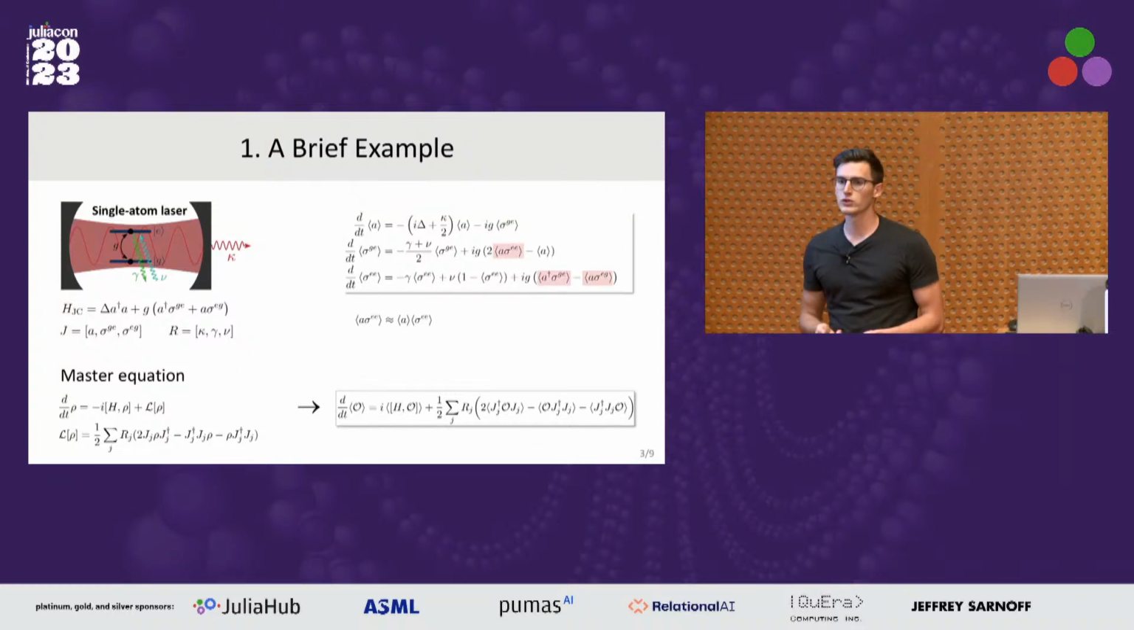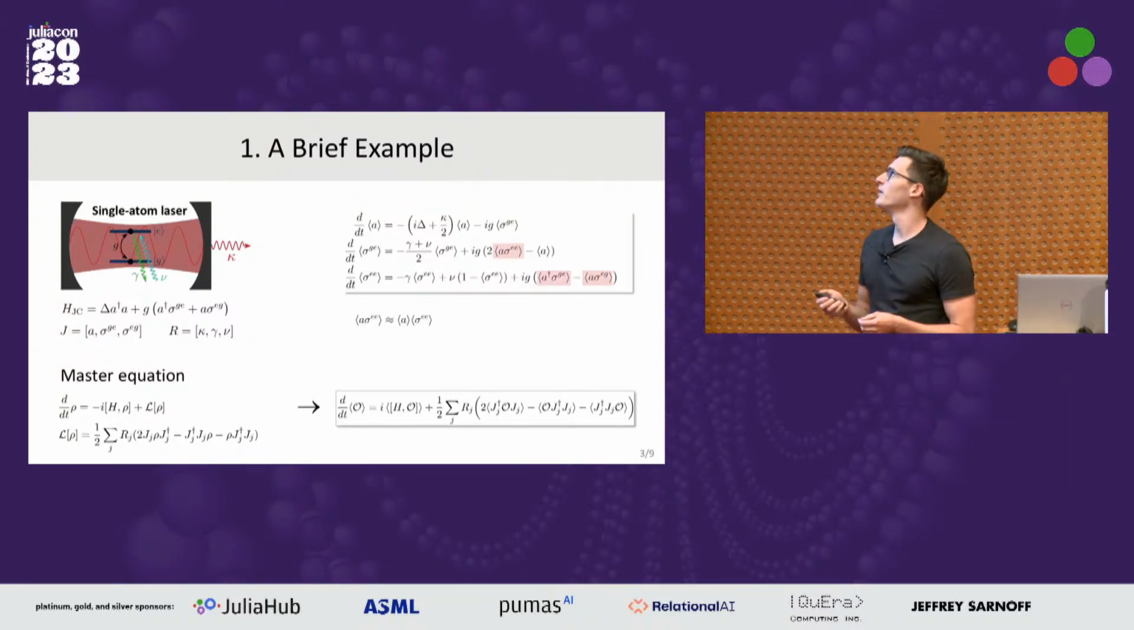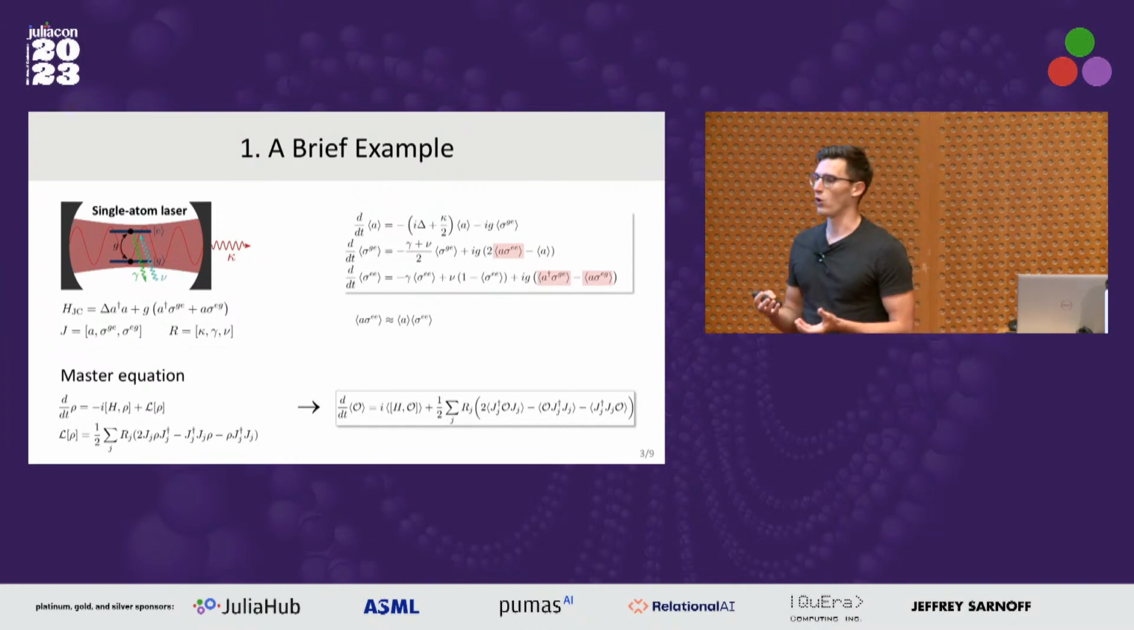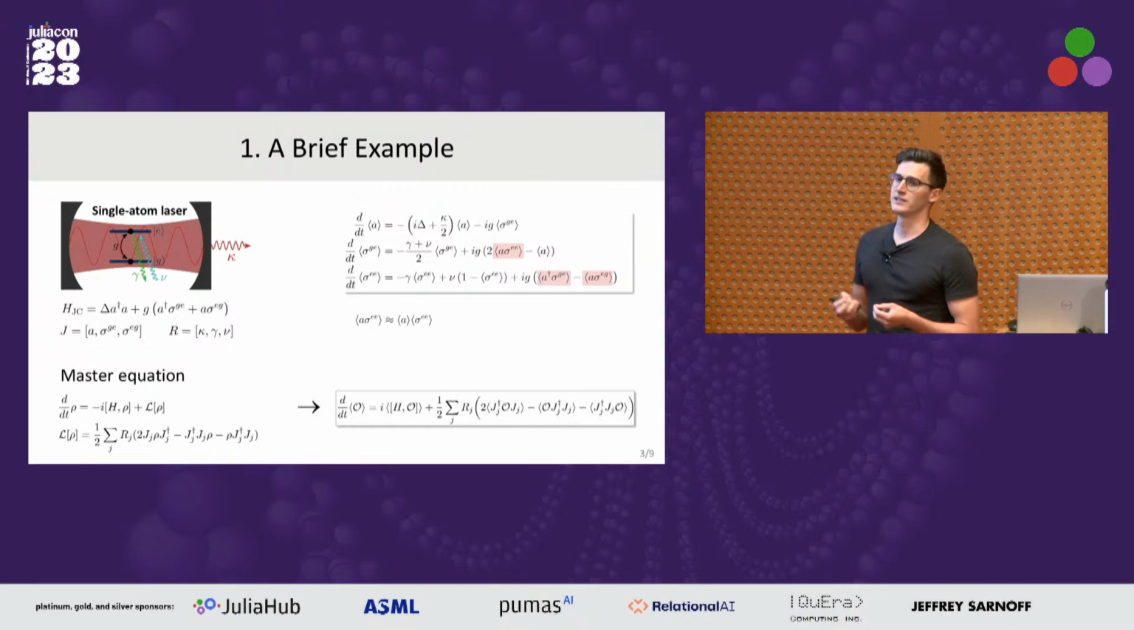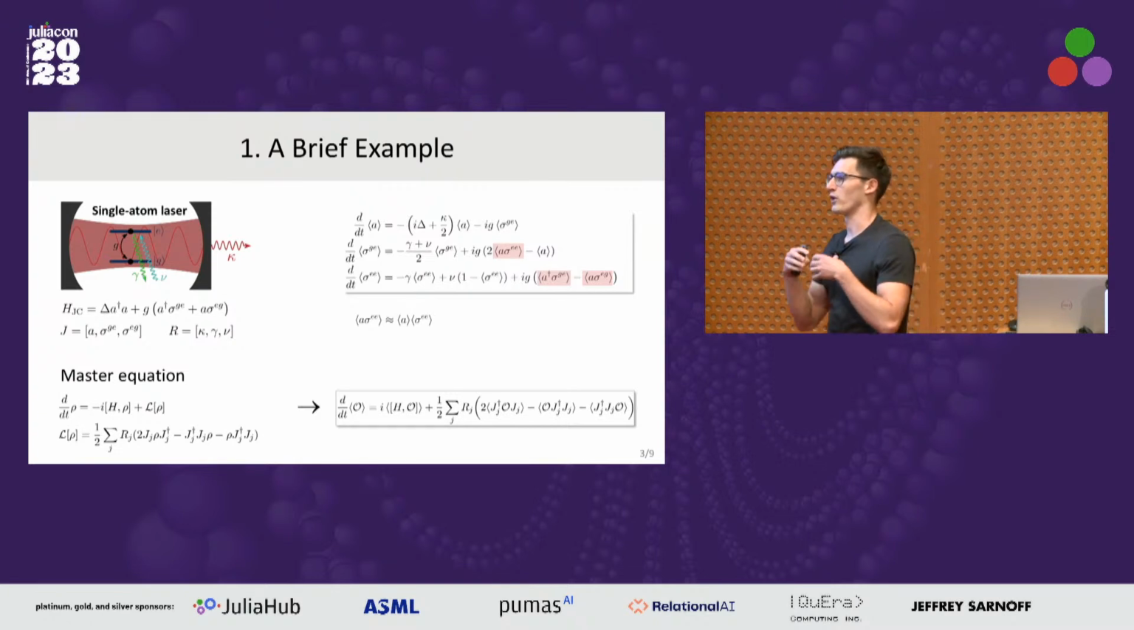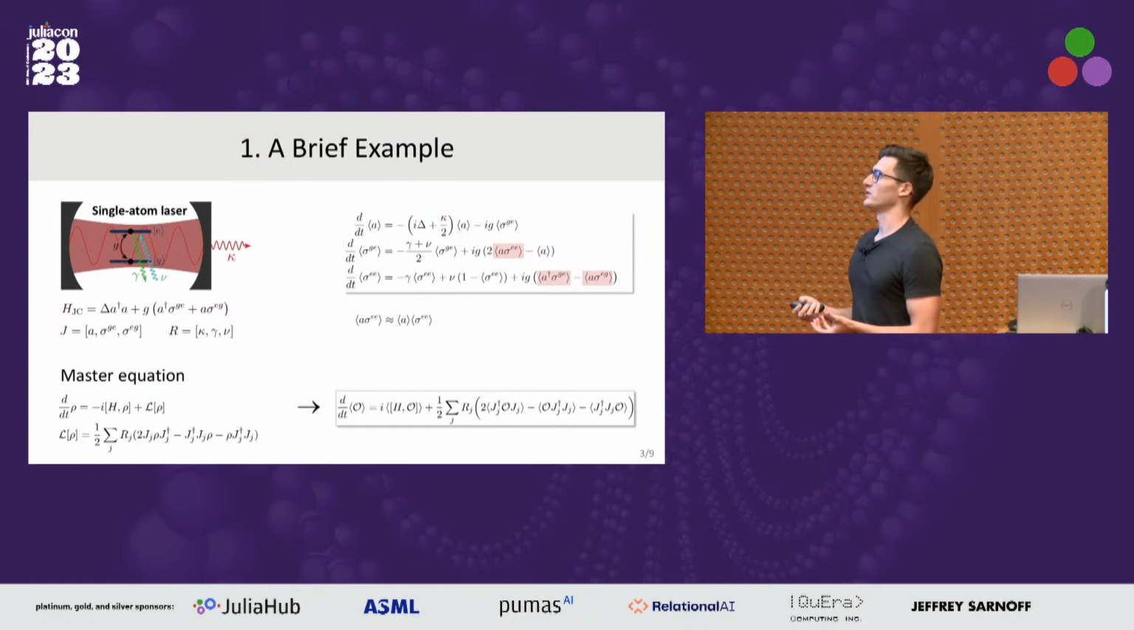But if we have a closer look at this system, or these three equations, we see that they depend on higher order terms, in this case on second order terms, and for a full quantum description, we would also need to derive these equations to get the full dynamics of the system.